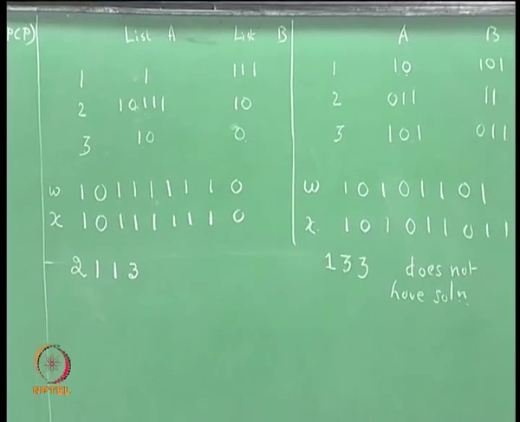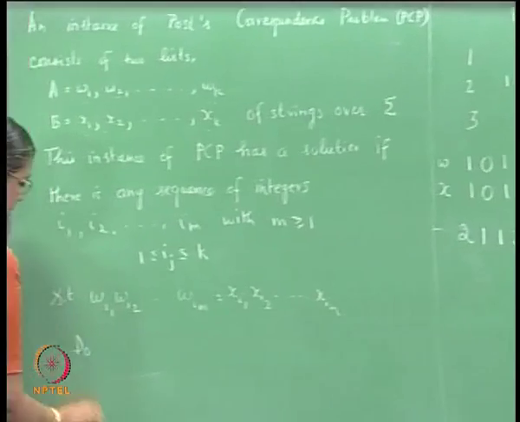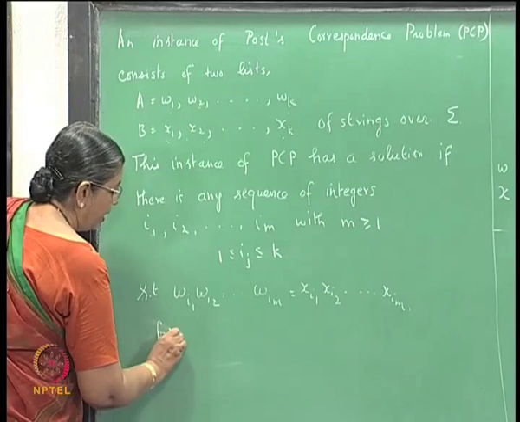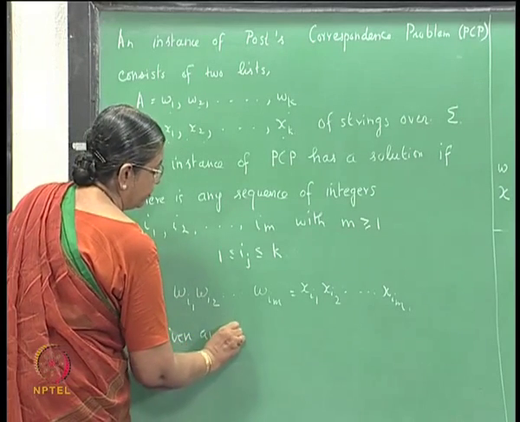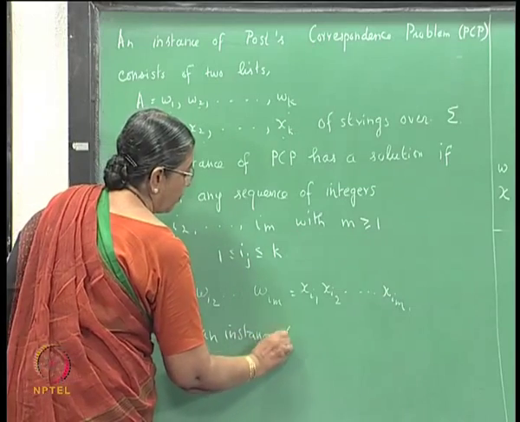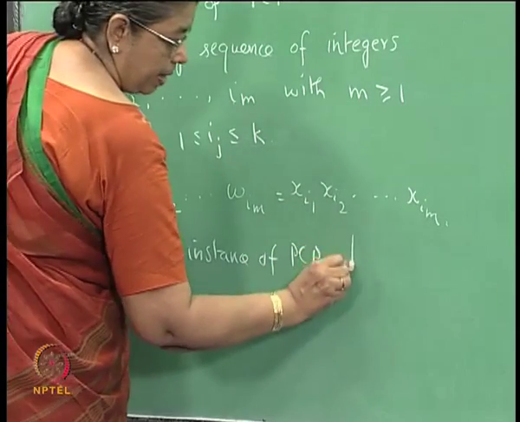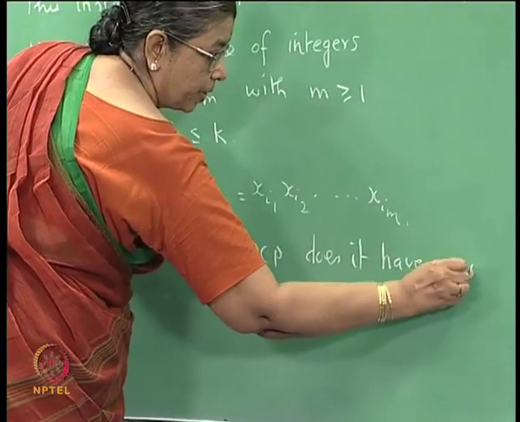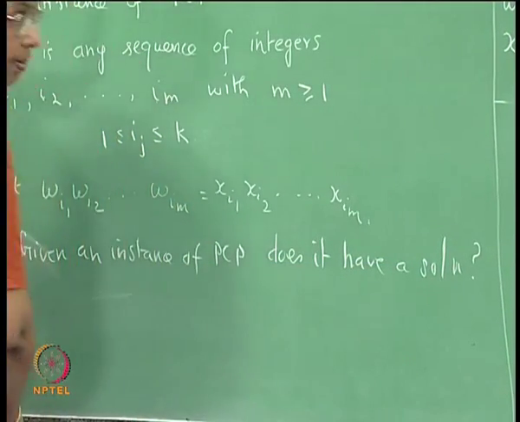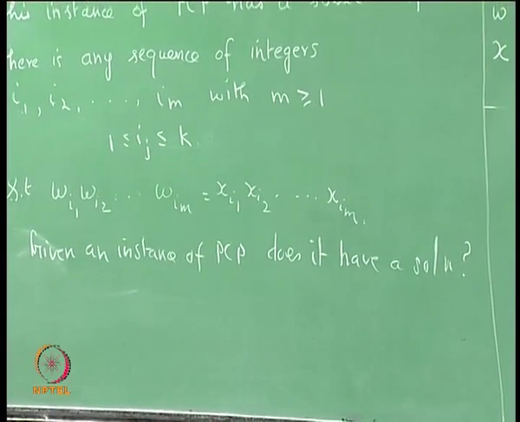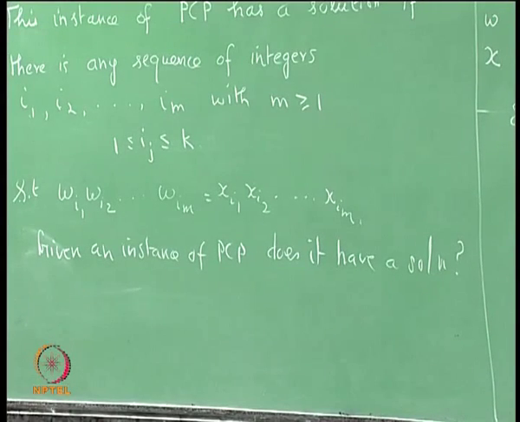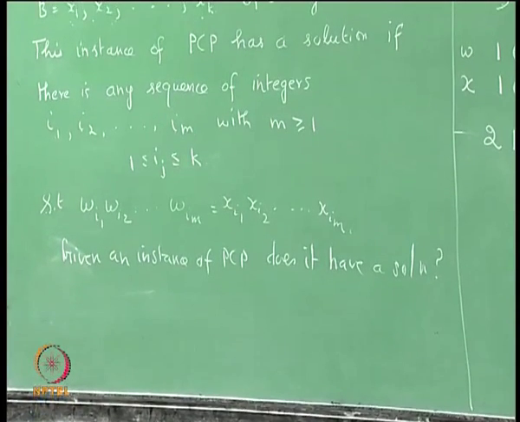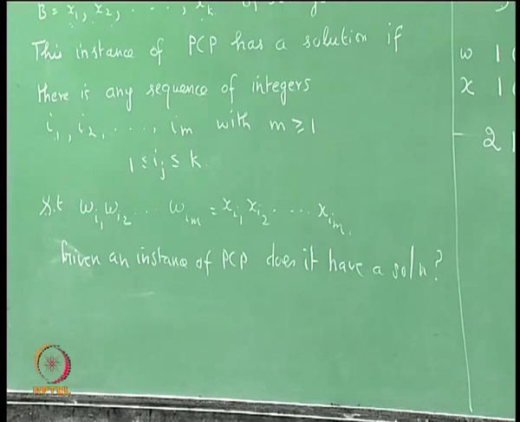So, the question is, given an instance of PCP, does it have a solution? This is the question. This is not decidable, and how do we prove that this is not decidable?